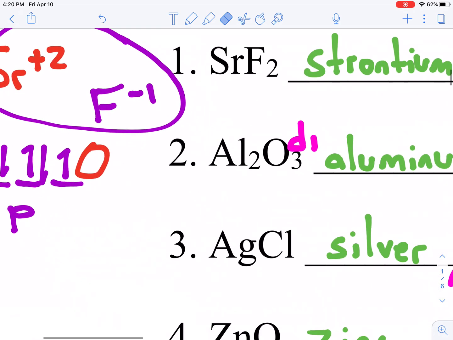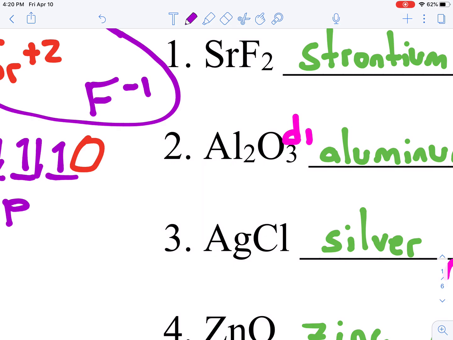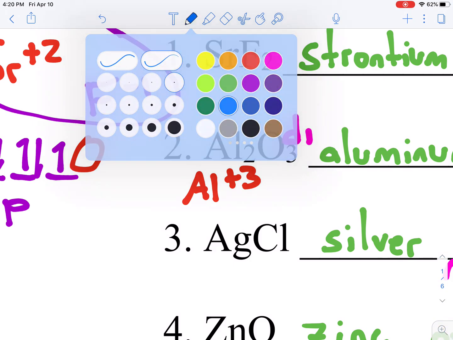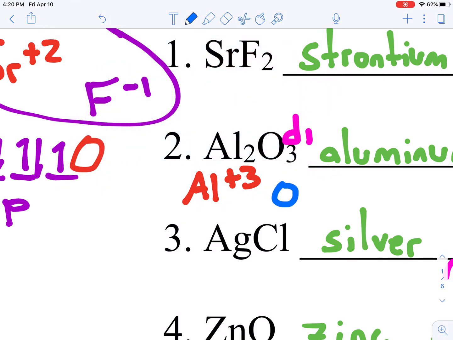The same thing for aluminum and oxygen. Aluminum is always Al+3. If you didn't know that one, you can get out your whole year resources page. This is one of the ions that's given to you. Aluminum is always a +3 charge. Oxygen, based on its location on the periodic table, is a -2 charge.